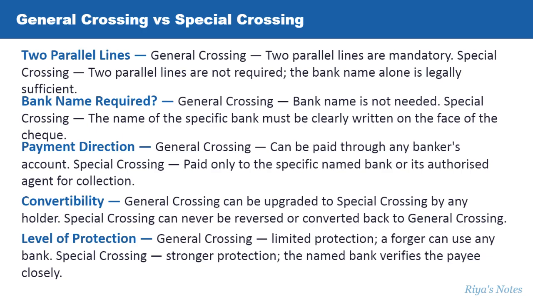Payment direction. General crossing can be paid through any banker's account. Special crossing, paid only to the specific named bank or its authorized agent for collection. Convertibility. General crossing can be upgraded to special crossing by any holder. Special crossing can never be reversed or converted back to general crossing. Level of protection. General crossing, limited protection. A forger can use any bank. Special crossing, stronger protection. The named bank verifies the payee closely.